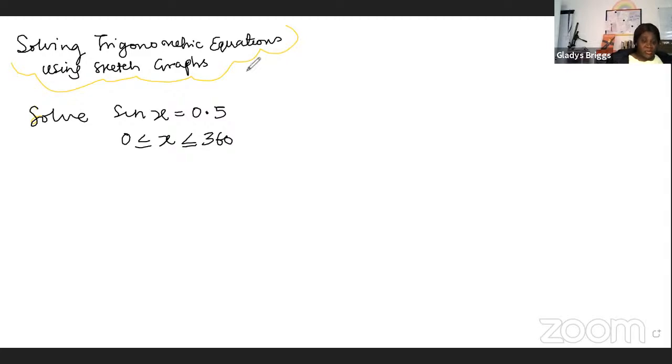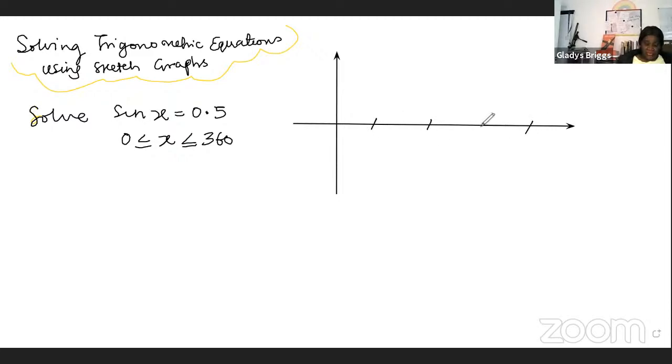So the first thing that you want to do for this is to sketch the sine graph, okay? To sketch the sine graph, you're going to draw your y-axis and your x-axis. You know that it completes a full cycle at 360 degrees. You know where the markers are in the middle. It has 180 there, you have 360 here, you have 90, and you have 270. You can write them down if you want to.